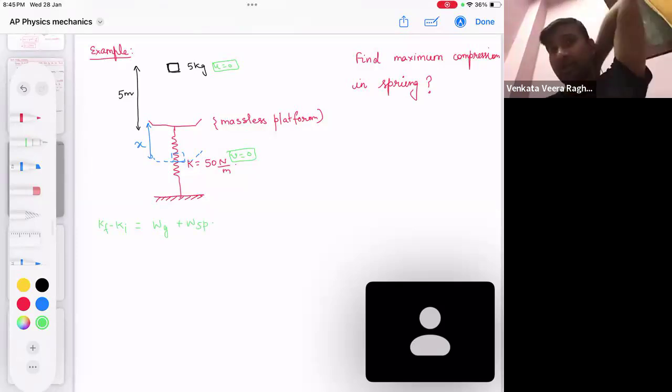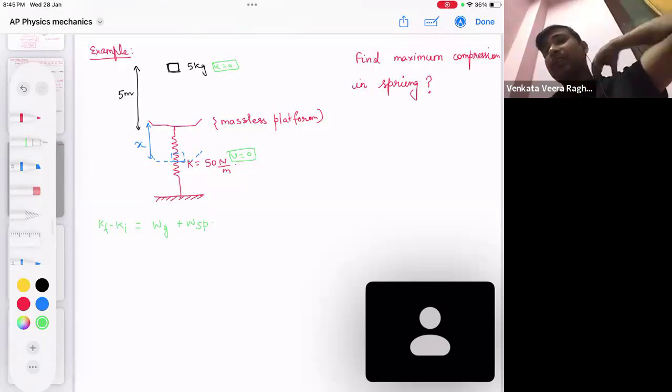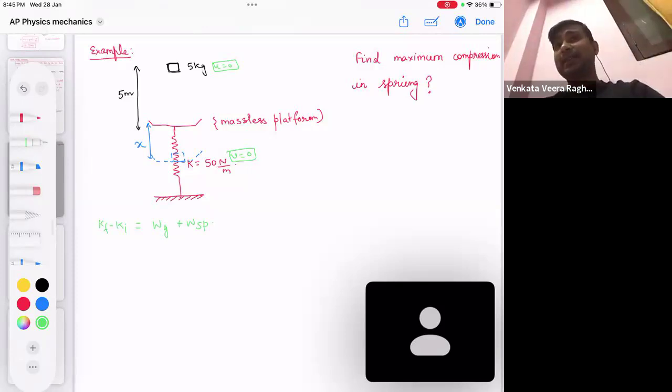Gravitational force will be acting on the block throughout the journey, but the spring force will only start acting once the block comes in contact with the platform. After that, the block will start compressing the spring, so the spring will start doing work. If there is no compression or elongation in the spring, what will be the work done by spring? Nothing.